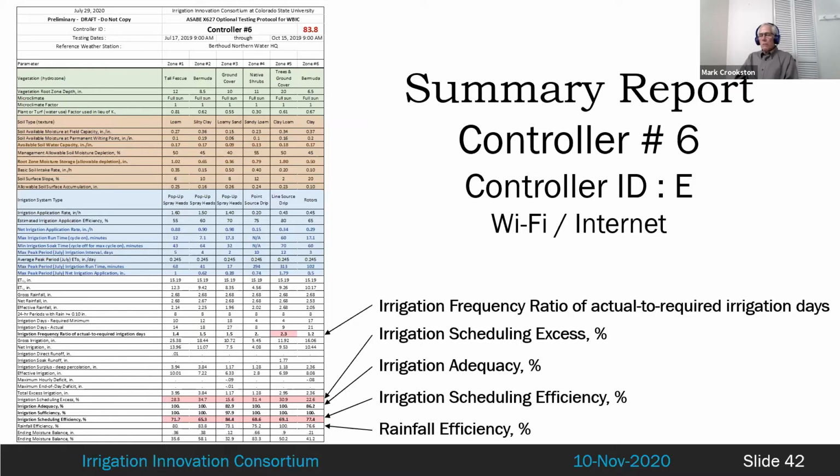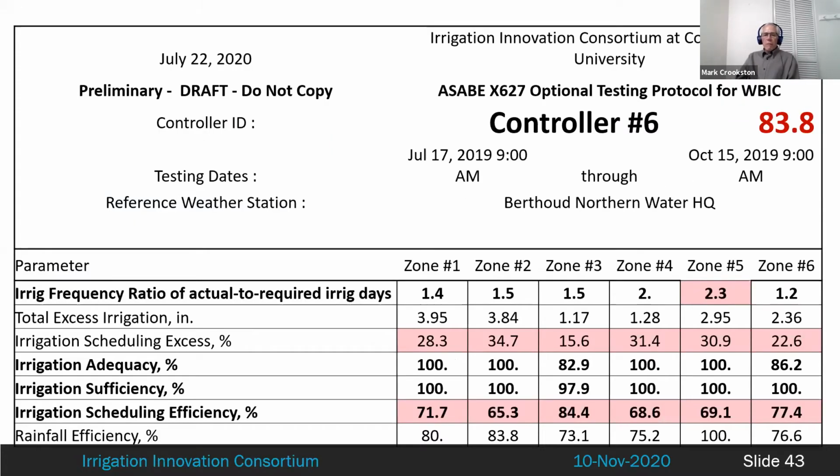We know what some good controllers can do, and we can say, well, is this reasonable, and should we expect other controllers to be compared against that? Although some parameter values may appear a bit low to those familiar with test protocol number 1, they do represent a 90-day test period, not a 30-day test. And the circled red value of 83.8 is actually the average of the irrigation adequacy and irrigation scheduling efficiency across all zones. It provides a quick one-number comparison of one controller's performance to another. And so you can see that controller number 6 had an average of 83.8 across all zones during a 90-day period.